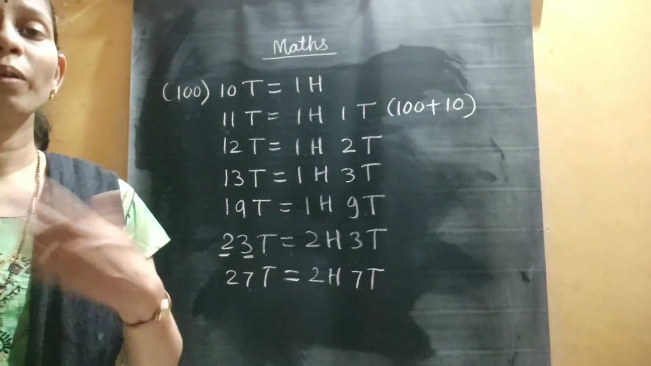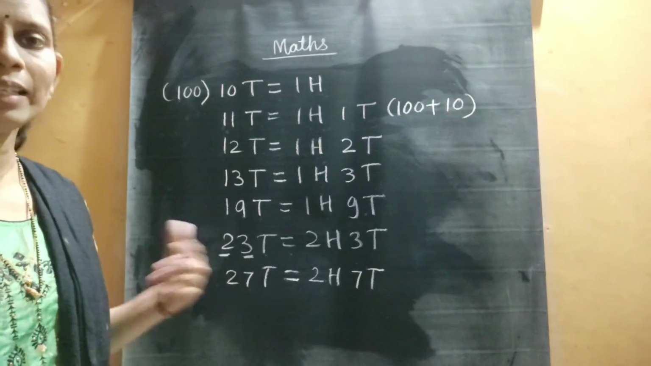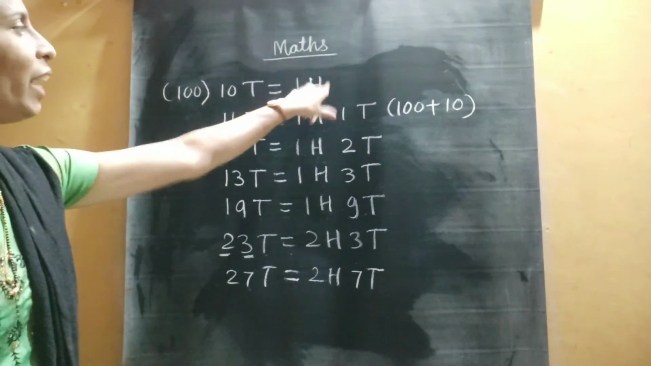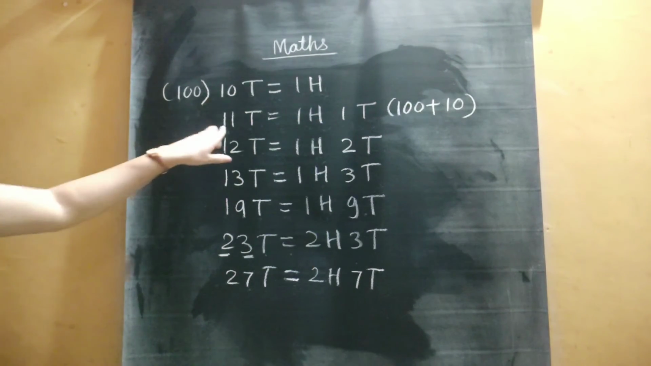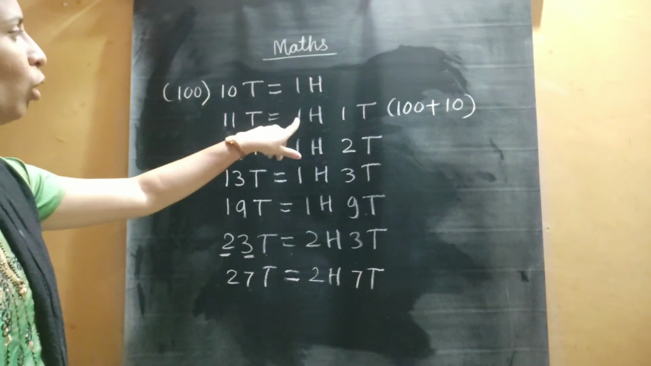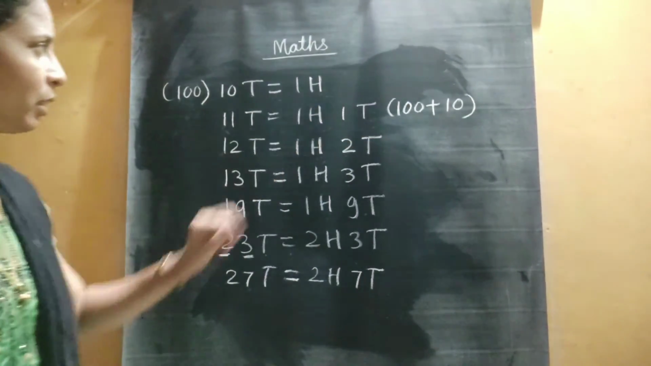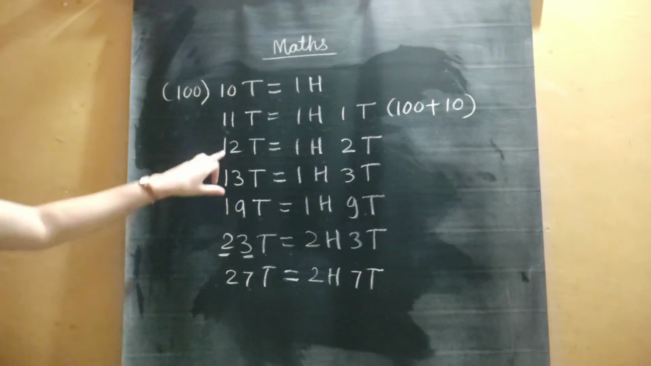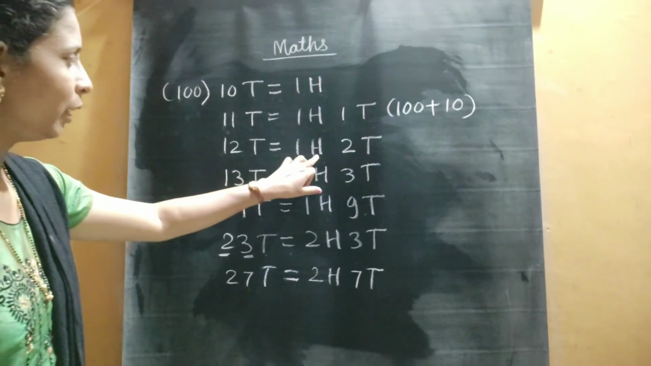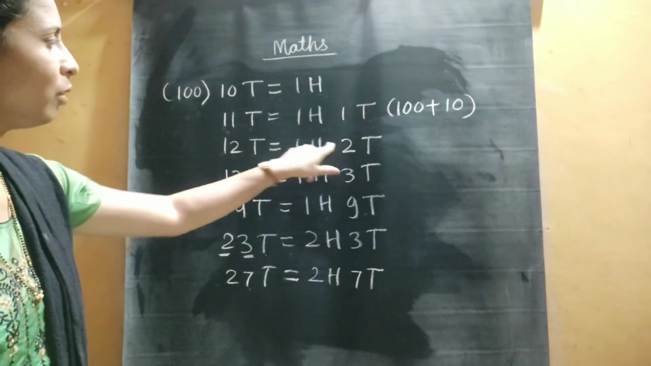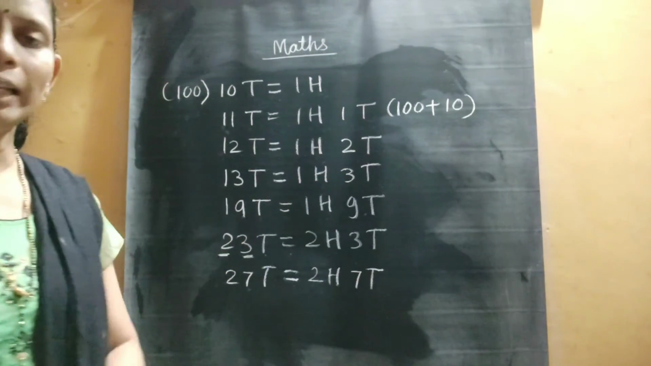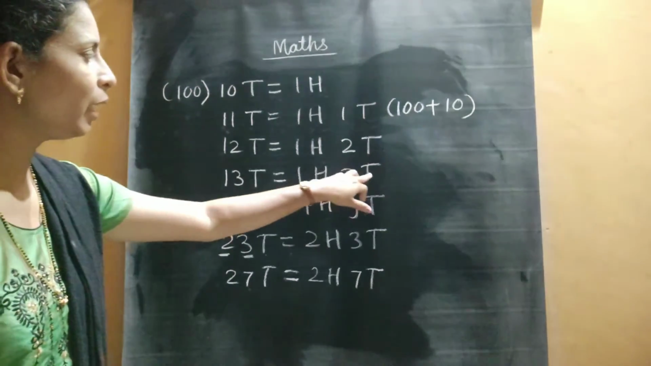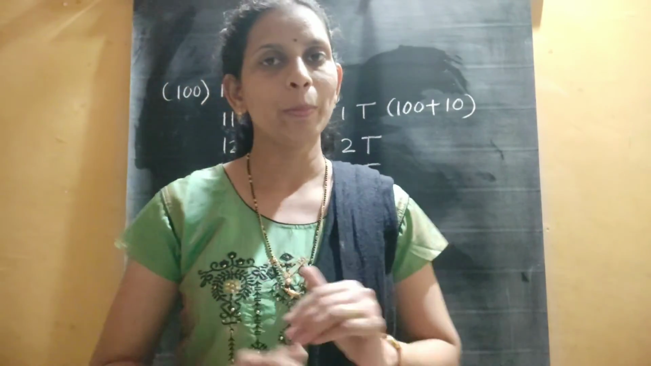Okay students, so before starting addition, we will practice this. See again, 10 tens means 1 hundred, 100. So 11 tens is equal to 1 hundred and 1 tens. You can see here 1, 1: 1 hundred and 1 tens. 12 tens, 1 hundred and 2 tens. 13 tens, 1 hundred, 3 tens. So students, you should practice this.